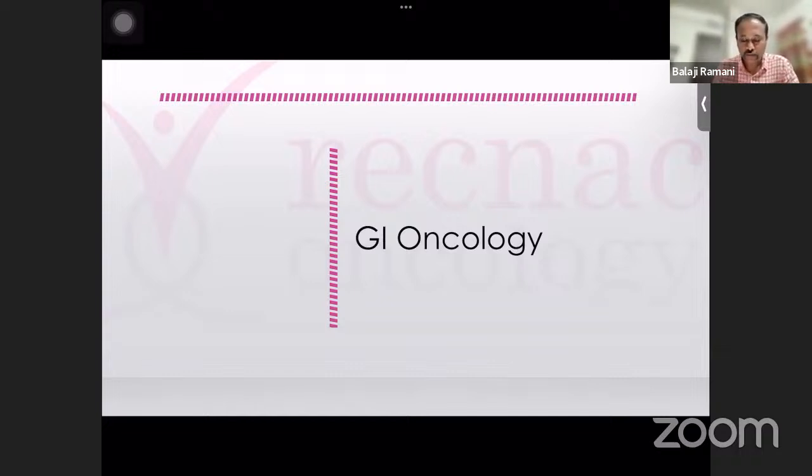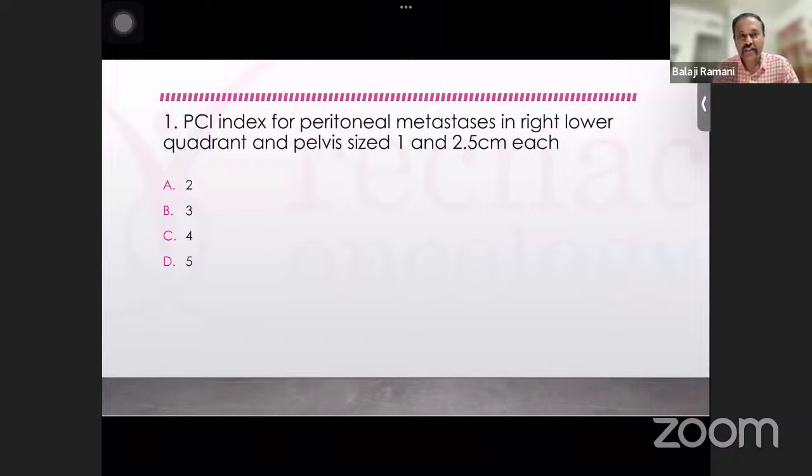Now let's go on to GI oncology. A few questions. PCI index for peritoneal metastasis in the right upper quadrant. There was a lesion in the right upper quadrant, and in the pelvis there is a lesion. One lesion is 1 centimeter, the other one is 2.5 centimeters. So what is going to be the peritoneal carcinomatosis index?